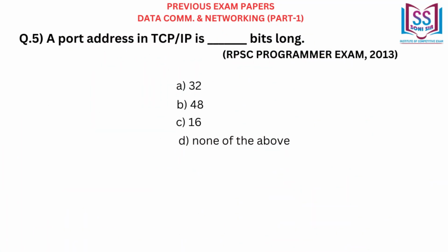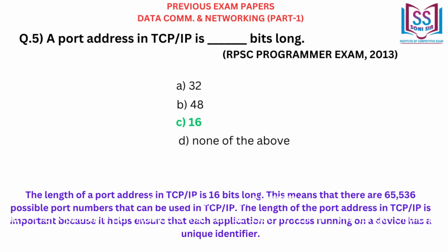A port address in TCP/IP is dash bits long. A. 32. B. 48. C. 16. D. None of the above. Correct answer C. 16. The length of a port address in TCP/IP is 16 bits long.